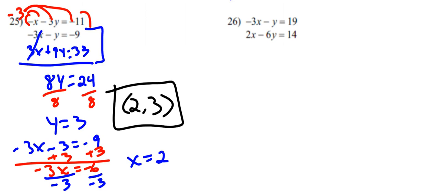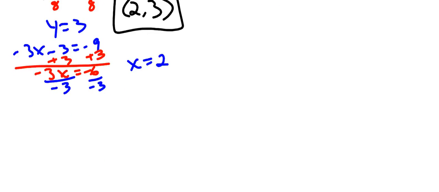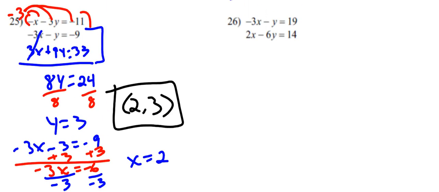If we look back up, I guess we can't go up there. Anyway, I guess I'll work through number 25 using matrices. If I look at this, they're already lined up.